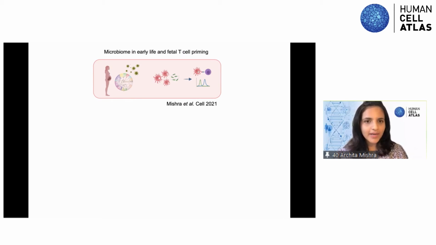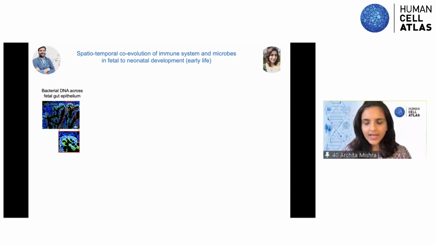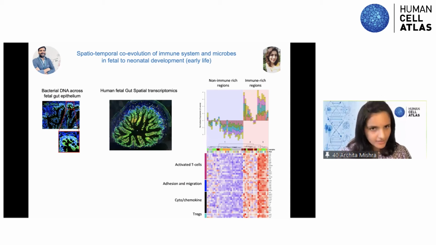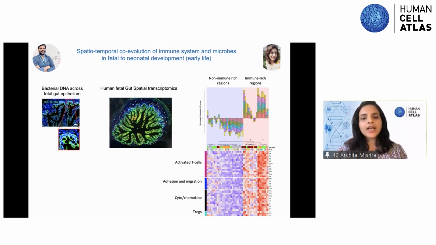So with that in mind, what we are trying to do now is that, previously I showed you that we have seen the bacteria in the fetal lumen. So we employed another technology, which is spatial transcriptomics, and we tried to understand where the immune cells are localized in the fetal gut. And to our surprise, the data showed us that there were certain regions, so these were the clusters, which showed us an immune-rich environment.